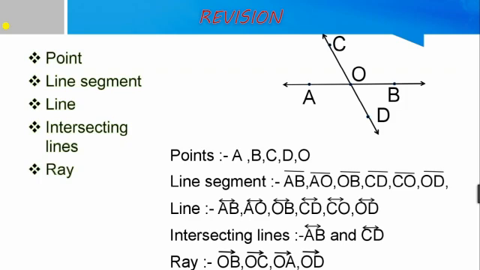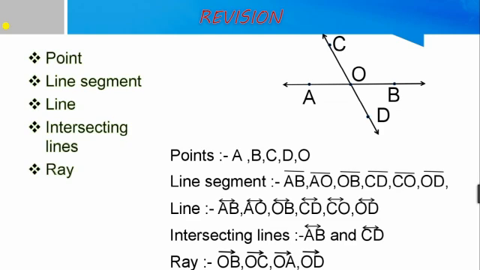Next term, line segment. A line segment is the shortest distance between 2 points. In the given figure we can see 6 line segments. They are AB, AO, OB, CD, CO and OD.